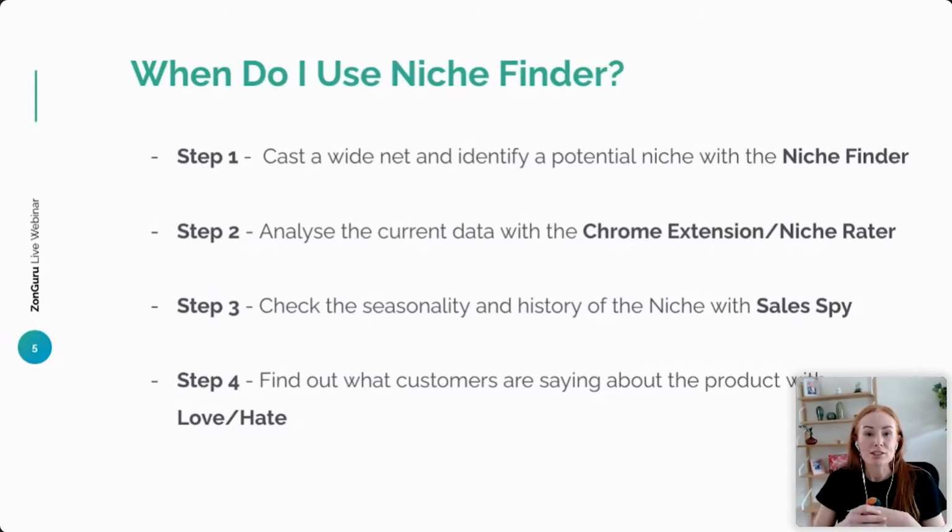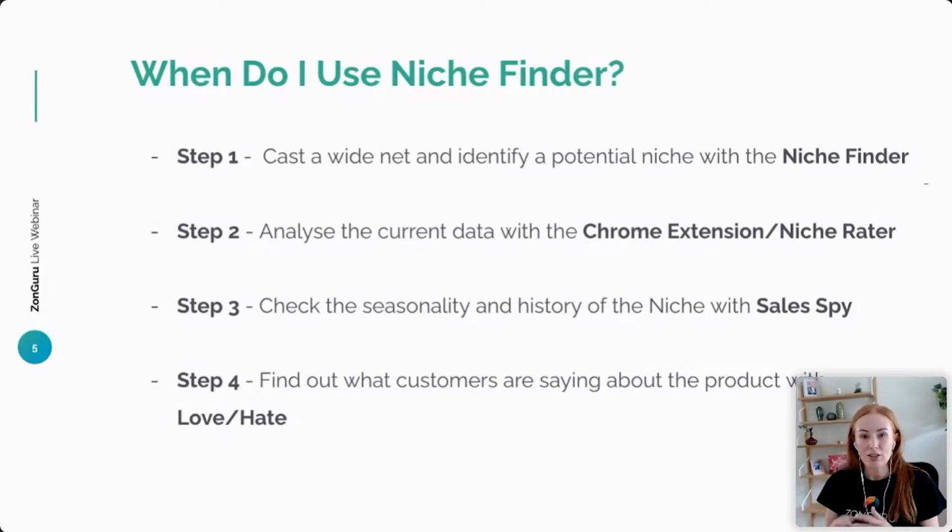Sometimes you find niches that you've never even heard of. You don't even know what the product is. You didn't know it existed. Niche Finder helps you find those. It helps you shortlist those results. And because of the sheer amount of data that's in there, you need to then take it to the next step and have a look to see how it's performing right now. And that's where you move to the Chrome extension.